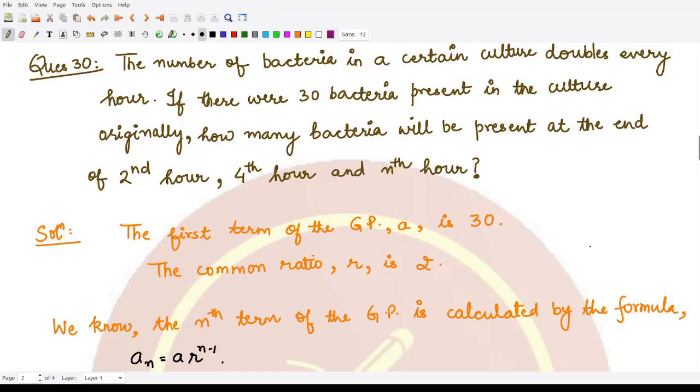In this video, we shall be solving question number 30 from exercise 9.3. The question says the number of bacteria in a certain culture doubles every hour, right? Initially, they are saying there are 30 bacteria present in the culture originally. So initially there were how many bacteria? 30. Now they are asking how many bacteria will be present at the end of second hour, fourth hour and the nth hour.